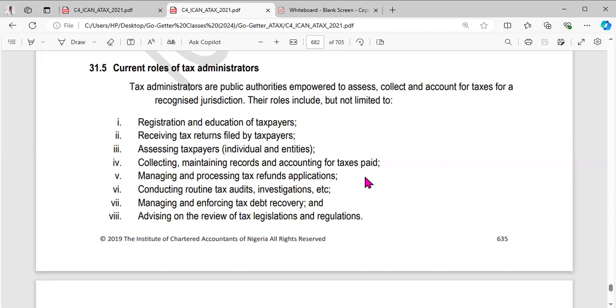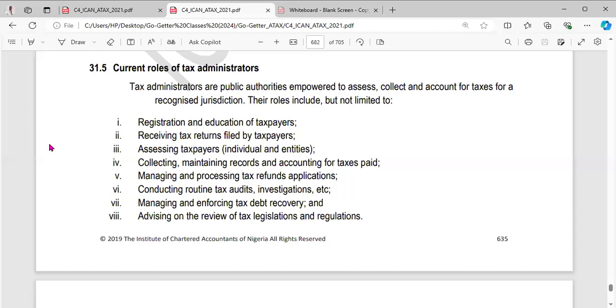Then when they have collected, so they register taxpayers, they assess them to tax, they collect their filings, their returns, they collect the taxes. What do they do with the money? They manage it. And if there is any refund, they make provision for refunds. They also conduct tax audits and investigation. Sometimes when you are owing them, they enforce tax debt recovery, and they advise on review of tax legislations and regulations.